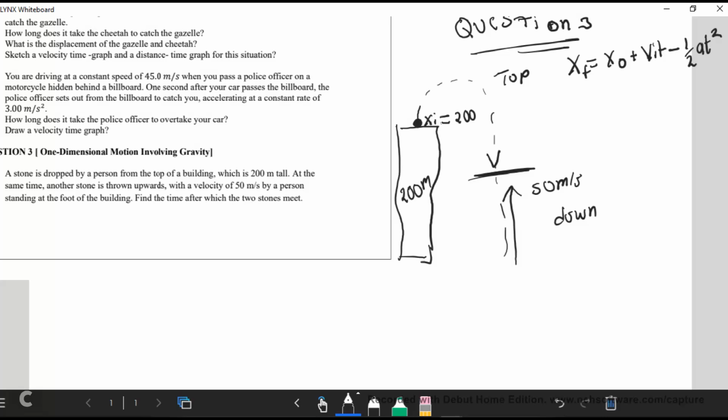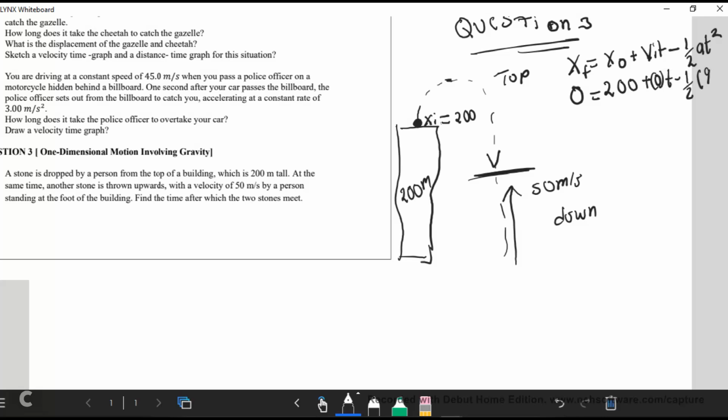So what will be the final displacement? We don't know the final displacement from this point up to here. What are you supposed to do? The final displacement, we say, is equal to 0. So what's the initial displacement? 200. Then the initial velocity, we don't know, since it started from rest, so it's supposed to be 0. Then t minus 1/2.